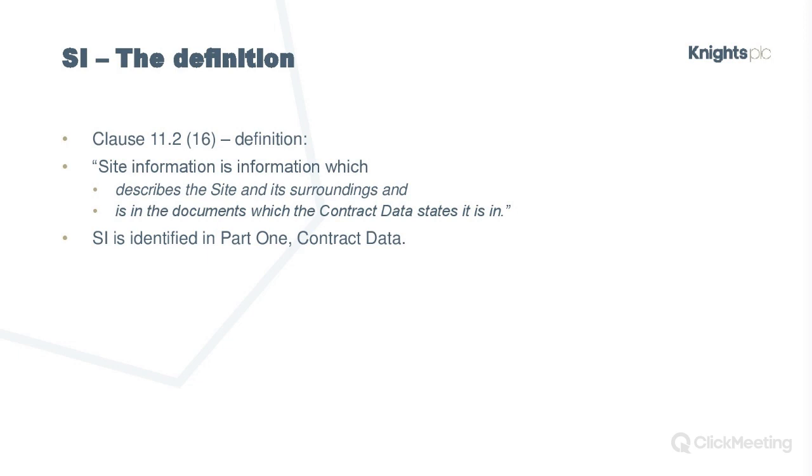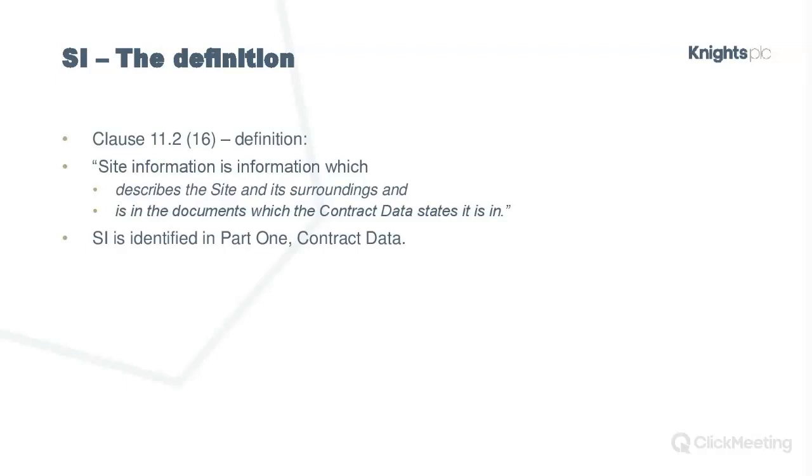Site information. So I want to look first of all at how the NEC contract defines site information and works information, and then we'll go on from there to see how they're dealt with within the contract. So site information is defined at clause 11.2, the 16th definition, and basically it says site information is information which describes the site and its surroundings and is in the documents which the contract data states it is in.